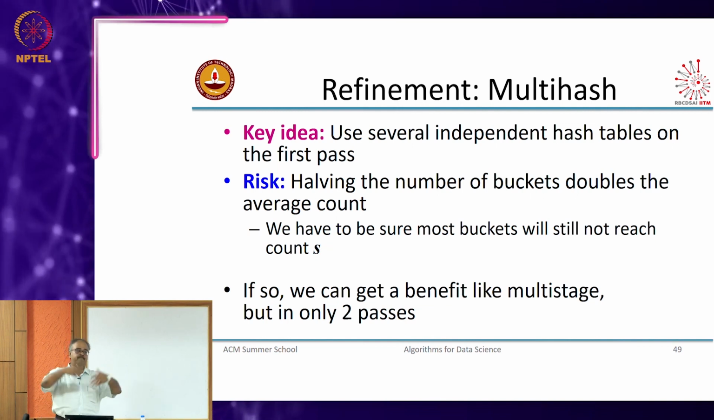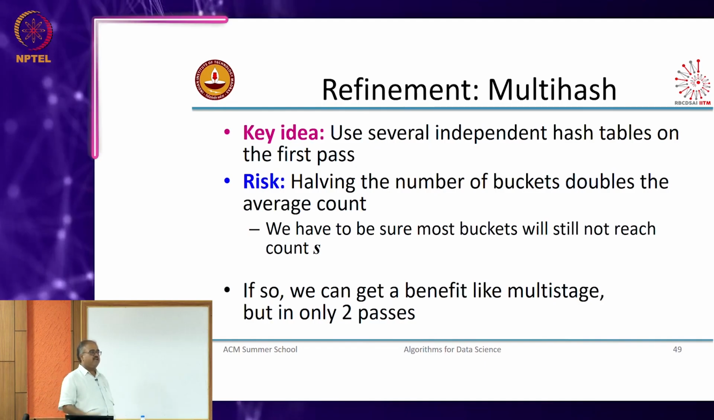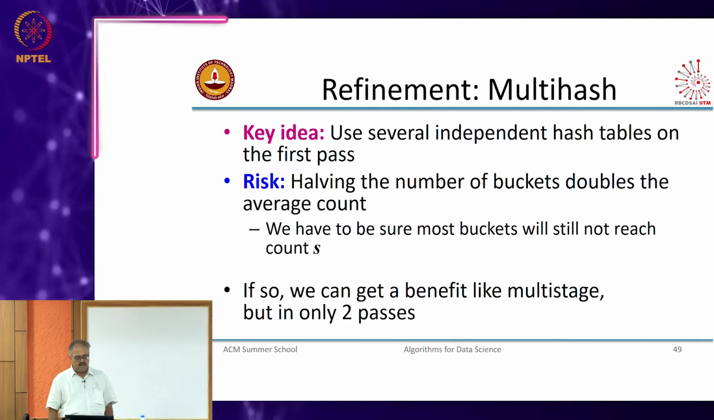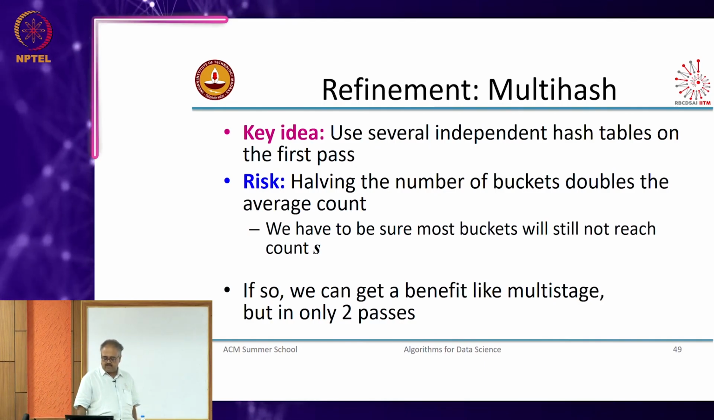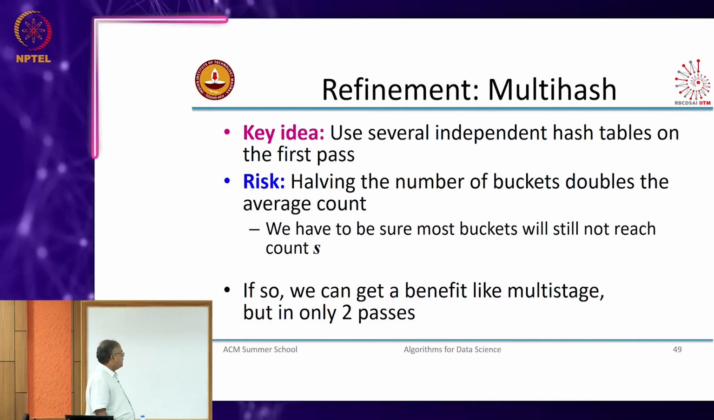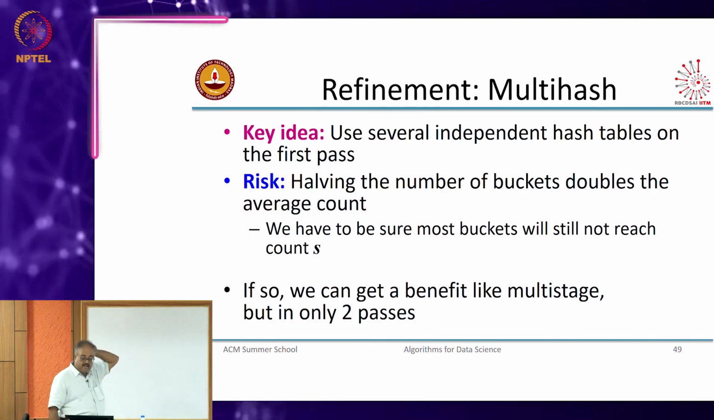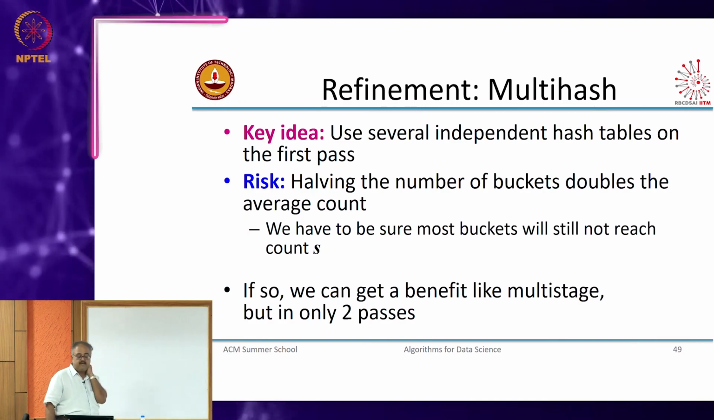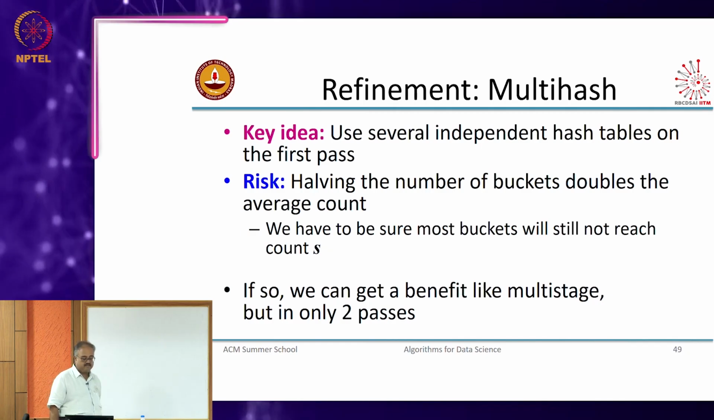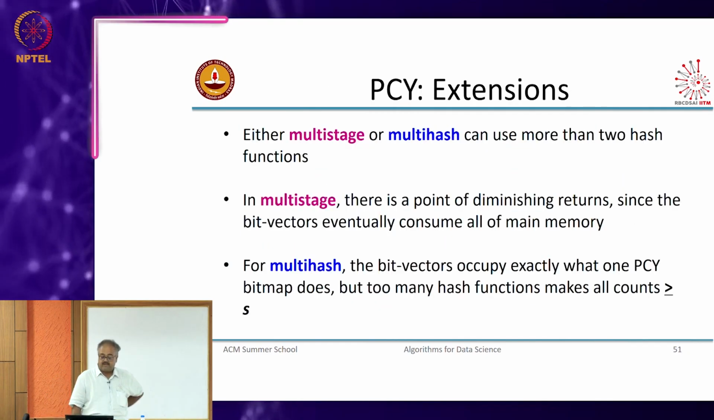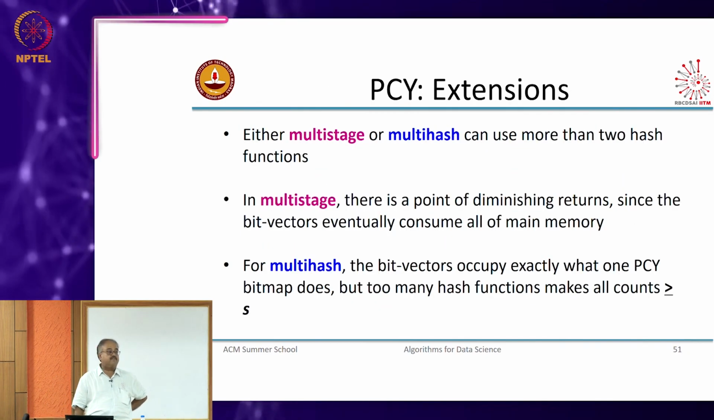Many pairs are hashing to the bucket, even though each pair is only contributing a small amount. We want to make sure that most buckets will not reach this count. If that is the case, then we can get a multi-stage benefit in just 2 passes. Of course, we can actually keep increasing the hash functions.